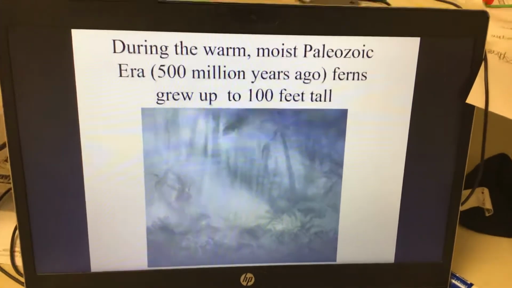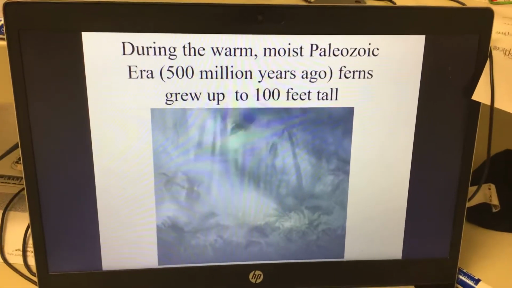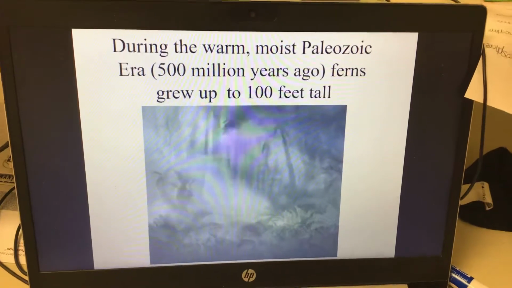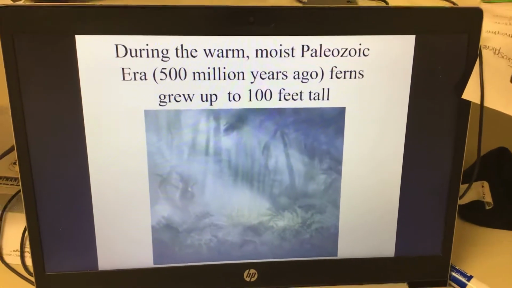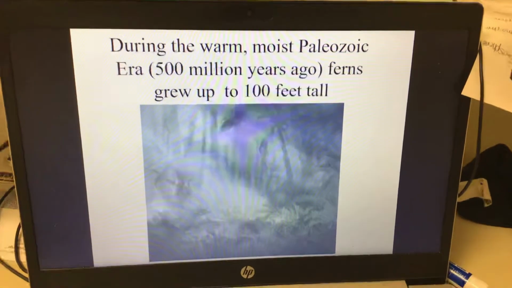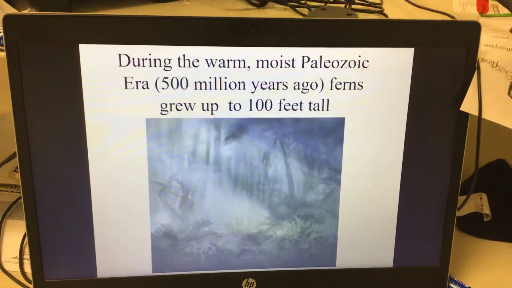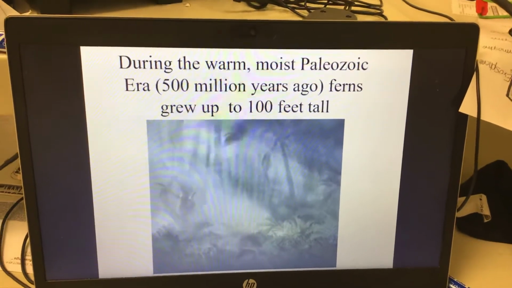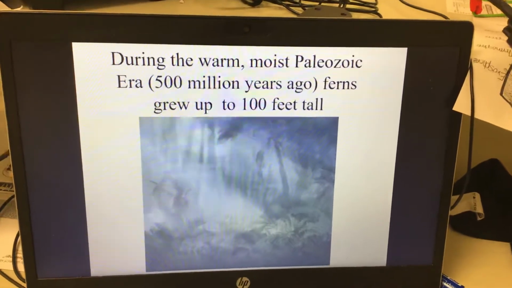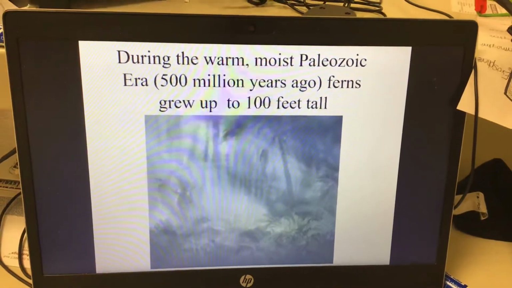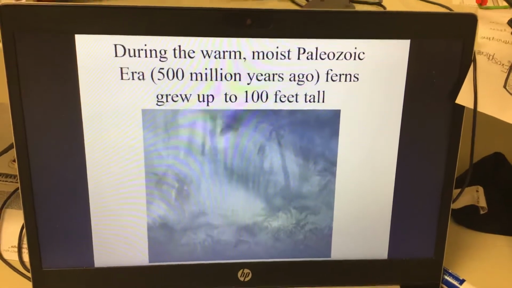I would also like you to write this. If I'm going too fast, please pause it. During the warm, wet Paleozoic era, about 500 million years ago, ferns were everywhere and they were ginormous. 100 feet tall ferns. By the way, ferns are seedless vascular plants. So a long, long time ago, we had these giant ferns everywhere.